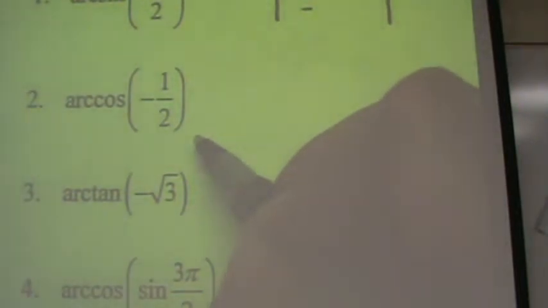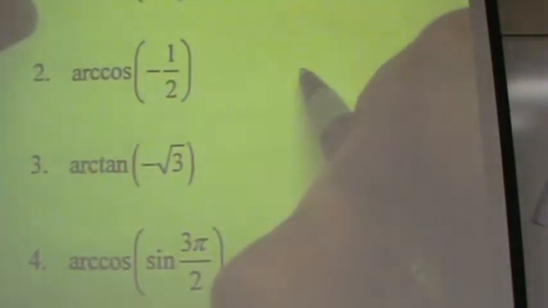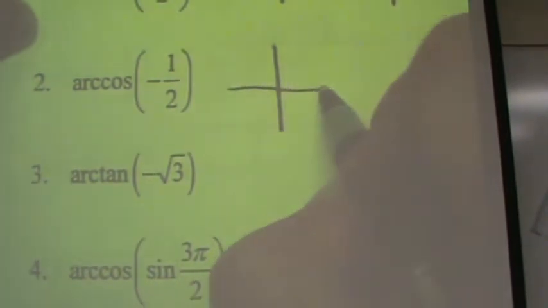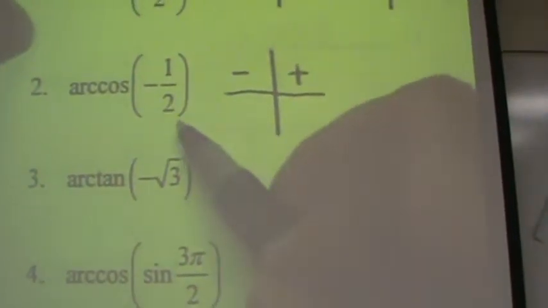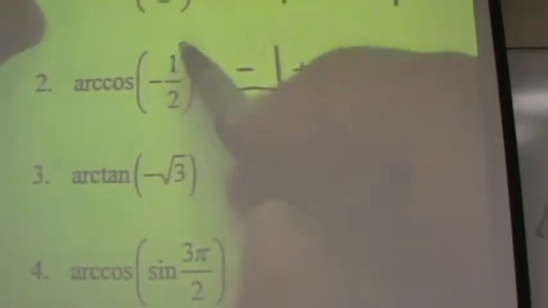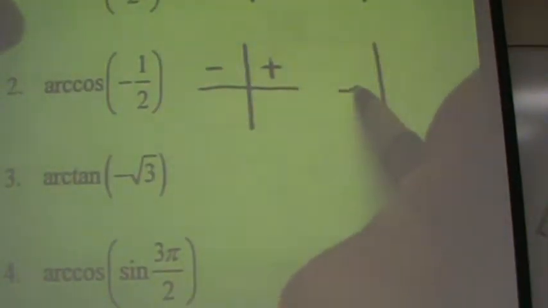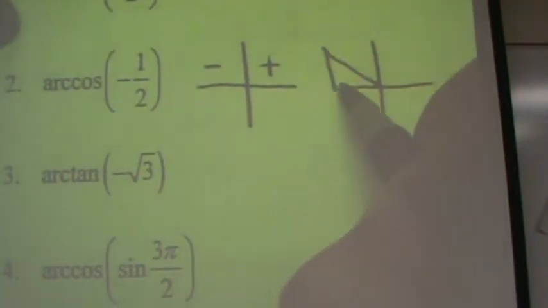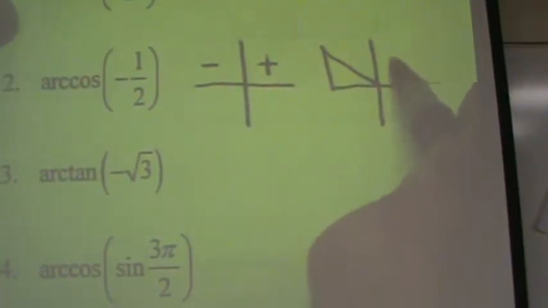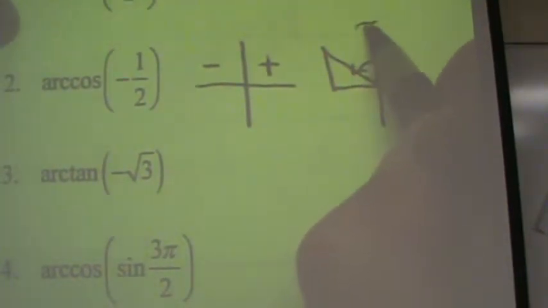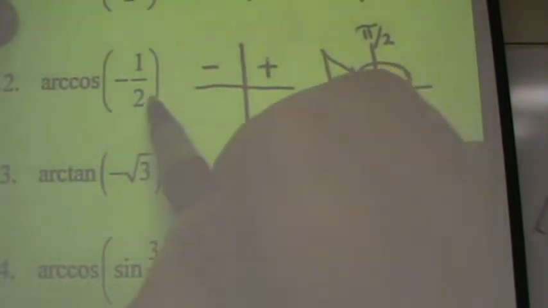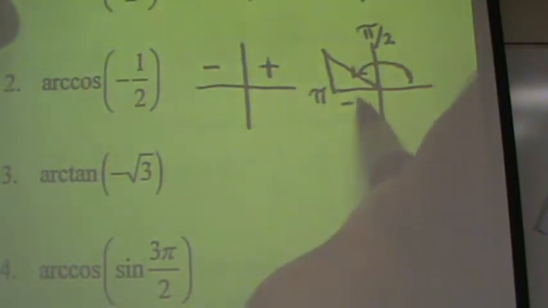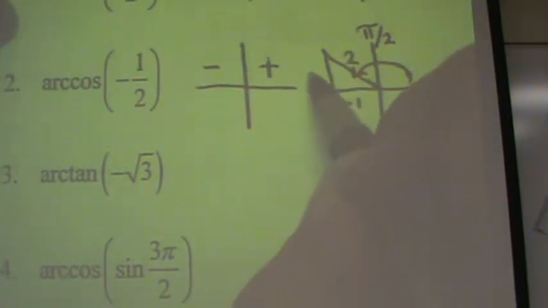Okay, number 2. It says arc cosine. For cosine, you're in quadrant 1 if it's positive and quadrant 2 if it's negative. So when I say negative, this fraction is negative. So I'm an angle in quadrant 2, therefore I have to be between pi over 2 and pi. What angle am I whose adjacent over hypotenuse is negative 1 over 2?